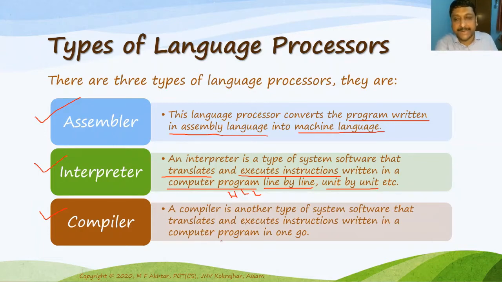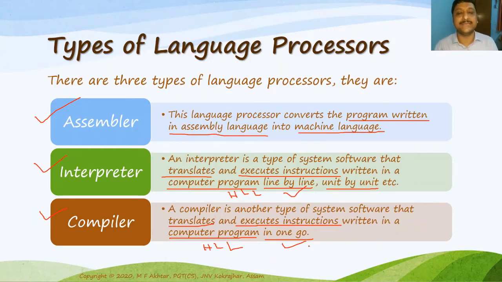Now see, compiler. Compiler is another type of system software that translates and executes instructions written in a computer program in one go. It also translates instructions written in a computer program, especially in high level language, HLL, in one go. What is the difference here? Here the interpreter translates line by line, and here the compiler translates in one go.